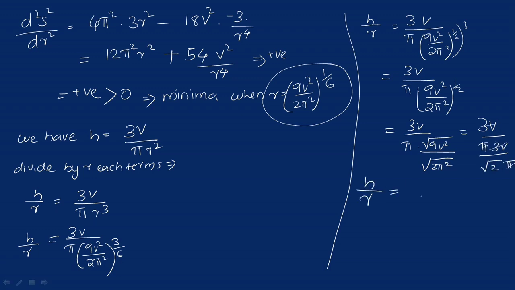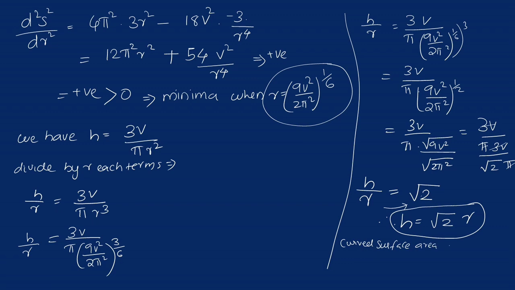π² v², 9 is taken outside, 9 is the square of 3. So we have h by r is equal to, by cancelling all the terms, the remaining is only root 2. So we can write h is equal to root 2 into r. From this we can write that the curved surface area of a cone is minimum at its altitude, altitude meaning h, equal to root 2 times the radius at its base.